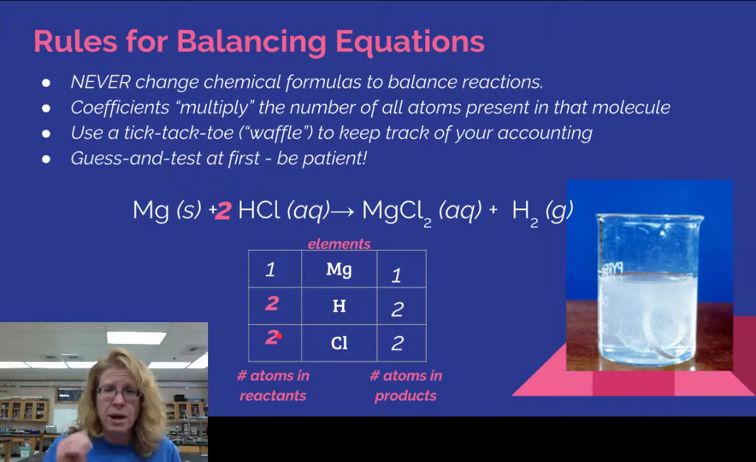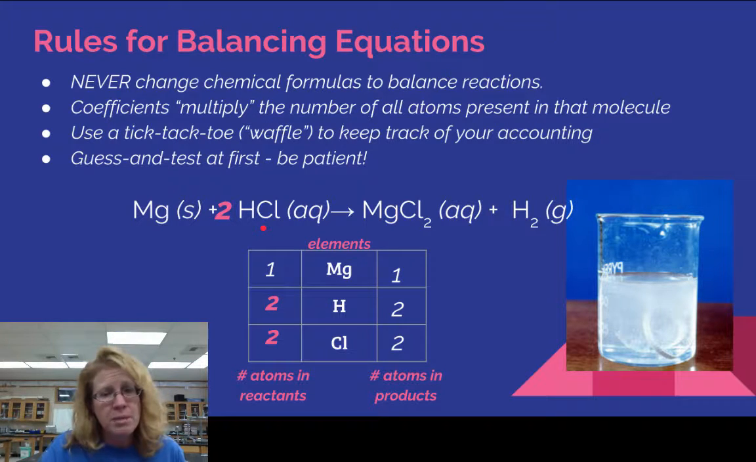And now I check, do I have the same number and type of elements that are present? Same type of elements are there, and now I have 2 of everything that I need to have 2 of, 1 of the magnesiums. This is now considered to be a balanced equation. So this one was pretty easy. All I had to do was put a coefficient of 2 out in front of the HCl in order to balance this out.